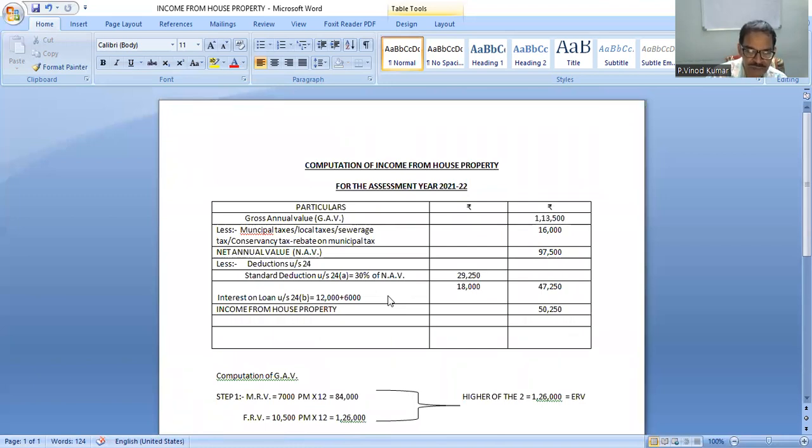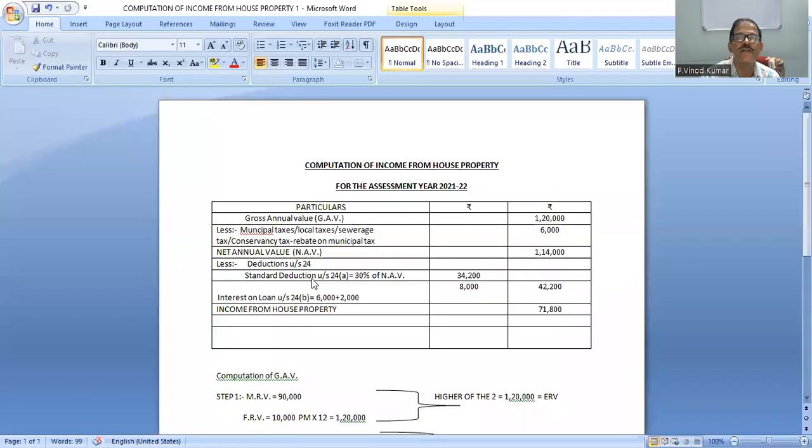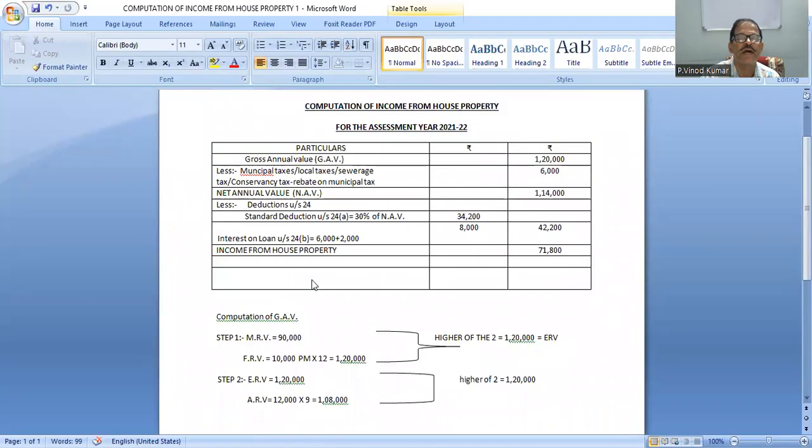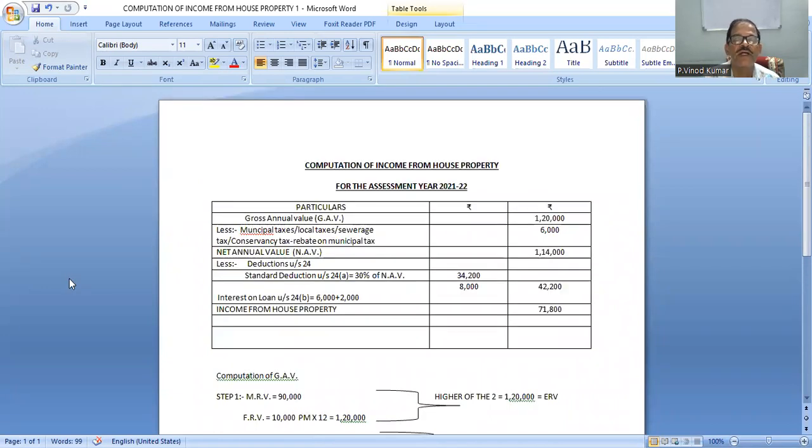Similarly, next problem. I'll share the next problem. Yeah, here is the next problem. I'll read it, then I'll explain how to do this. I'll post it in the WhatsApp group, right?